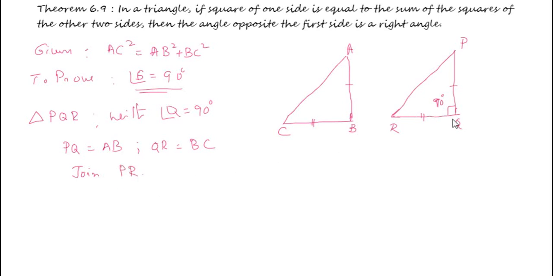Since angle Q is equal to 90 degree, we know PR square is equal to PQ square plus QR square. But PQ equal to AB, so we can write this as AB square plus QR equal to BC, you can write this as BC square. But we know AB square plus BC square, it is given as AC square. Therefore PR equal to AC.